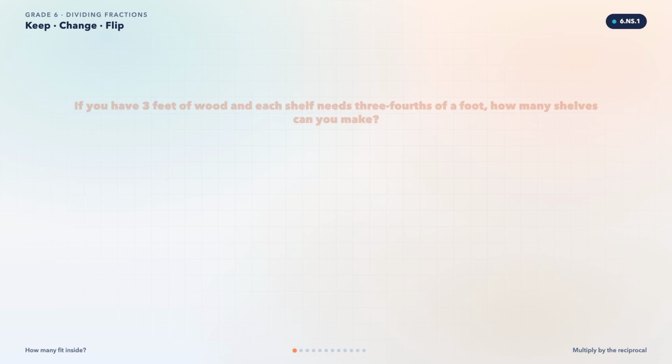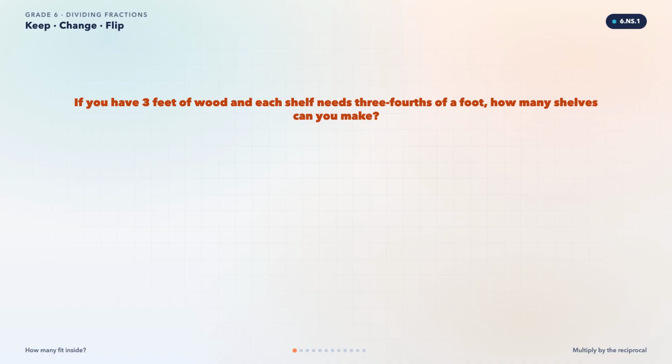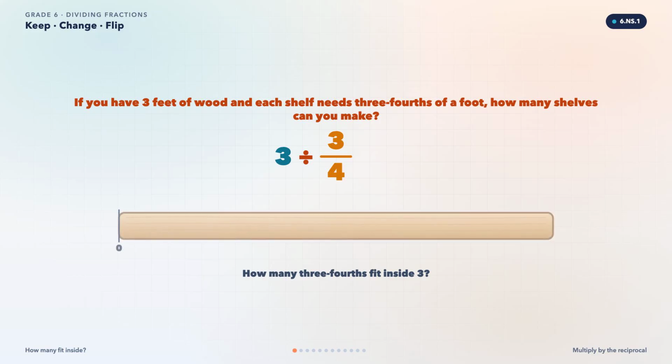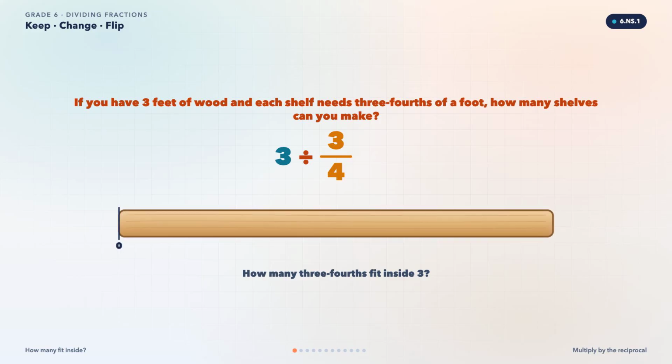If you have 3 feet of wood and each shelf needs 3/4 of a foot, how many shelves can you make? That's 3 divided by 3/4. Division with fractions sounds strange at first, but the question is really simple. How many 3/4 fit inside 3?